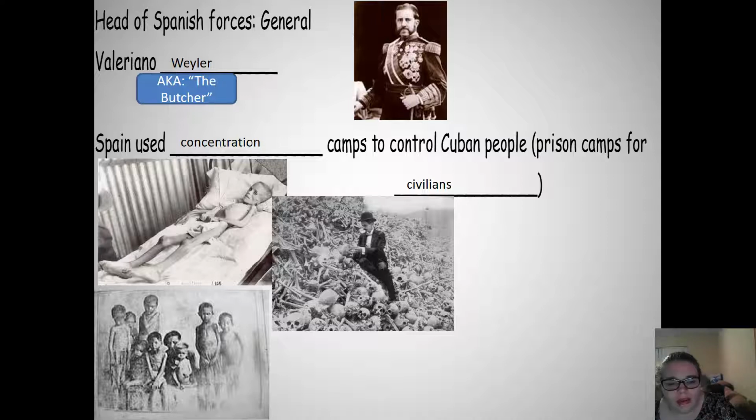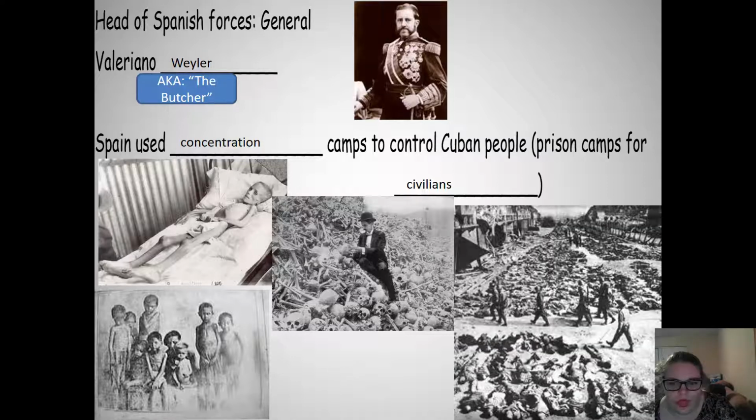Okay? I mean, and think about that scale. That is a full-grown man. Yes, he's sitting, but that is a full-grown man. And look at how far that mound of bones goes out behind him. Okay? That picture that just popped up, that is General Weyler touring one of the concentration camps. And what you see on the ground, all around him, those are all the dead bodies.